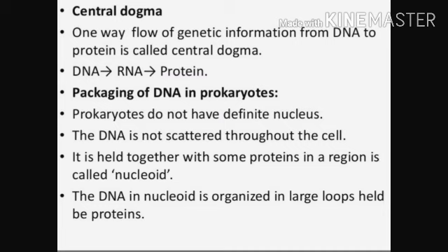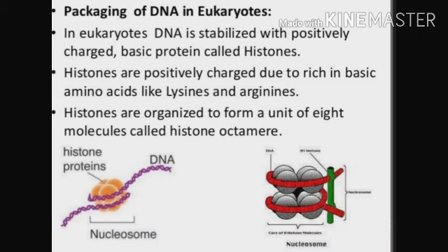Now we will start with the packaging of DNA in prokaryotes. You know what prokaryotes and eukaryotes are? That I will not tell you. Prokaryotes do not have a definite nucleus, and the DNA is not scattered throughout the cell. It is held together with some proteins in a region called the nucleoid, and the DNA in the nucleoid is organized in large loops held by proteins.